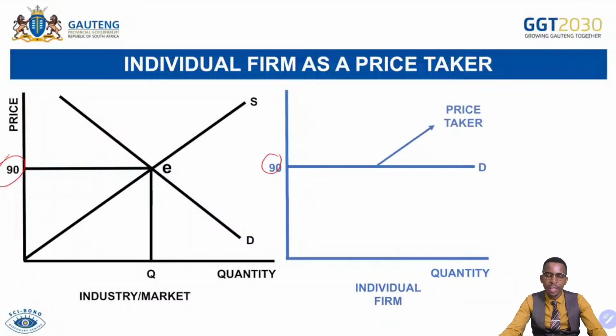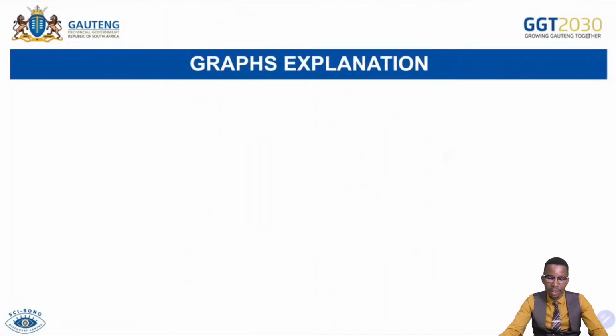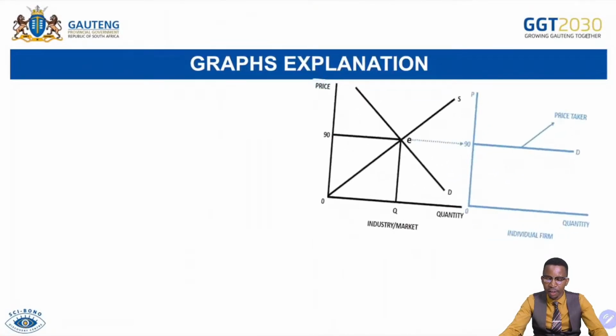They can say, with the aid of a graph, explain the price determination process under the perfect market. Here we go. All right, we continue. There is our price, completing the graph. After that, we move to the next. We're explaining the graph now. There we have our graphs.